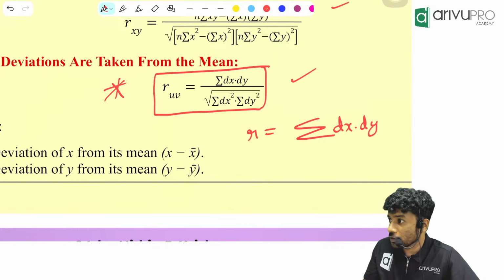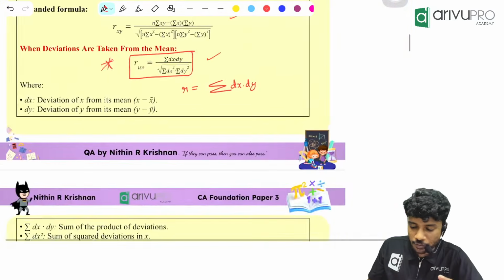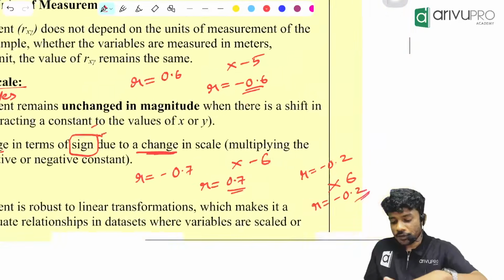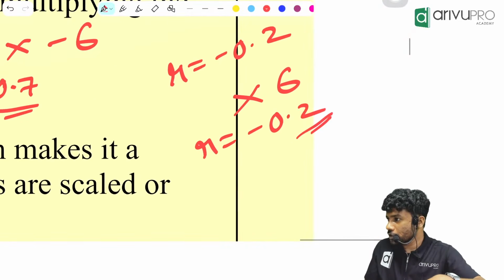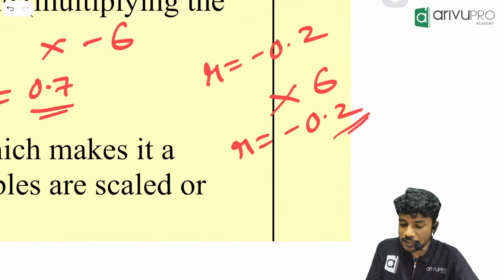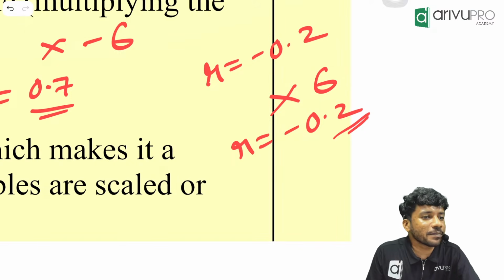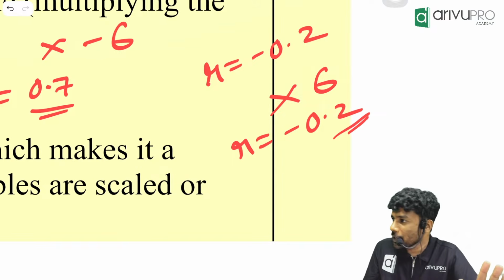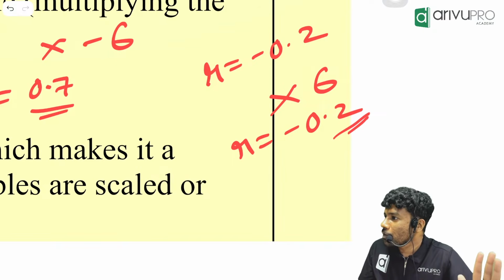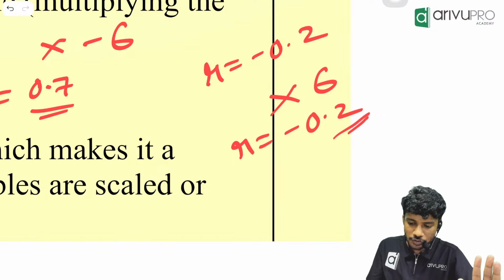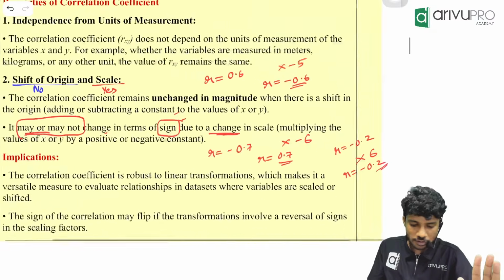It will not become -1.2. Only the sign will change. Never. Here the sign will also not change. Why? Because we are multiplying with 6. Because our value is in between -1 and +1. Okay. So 8 I got. Which one are you telling?